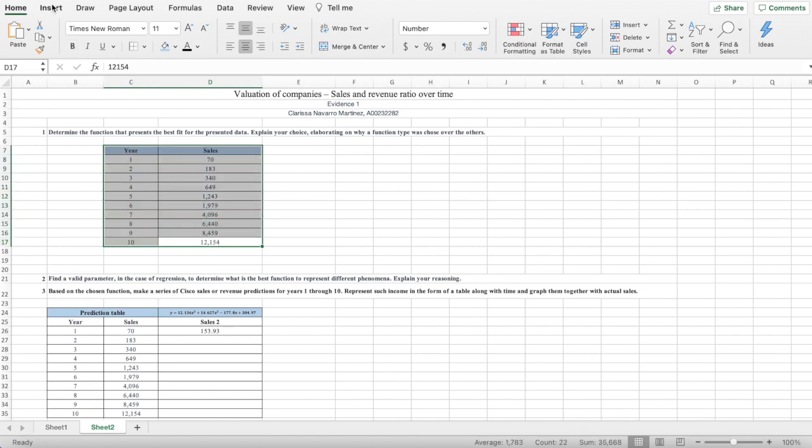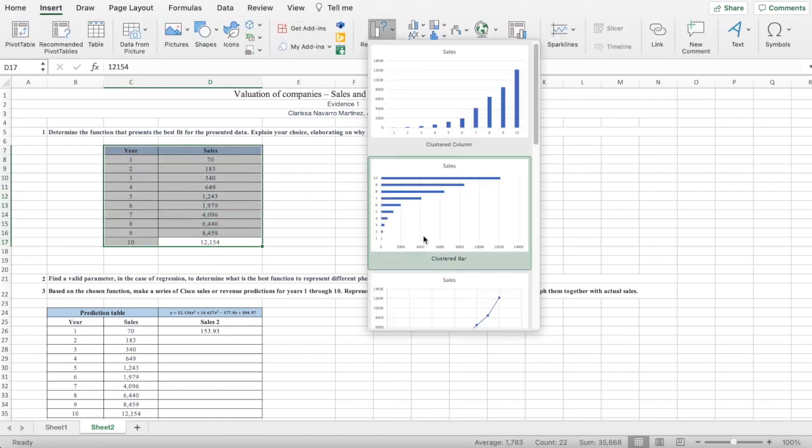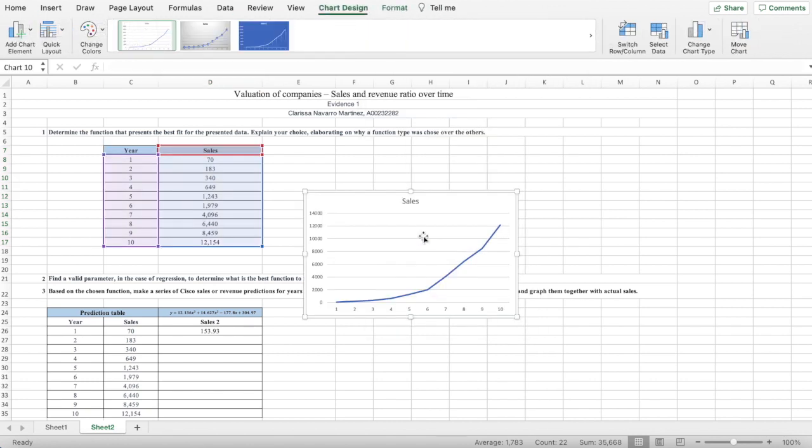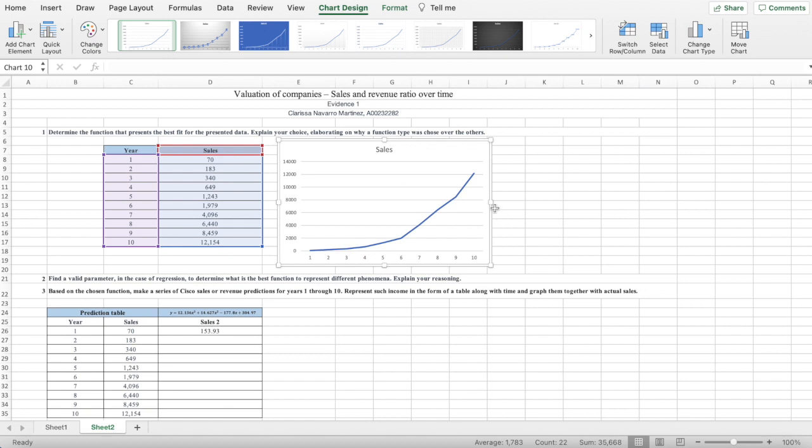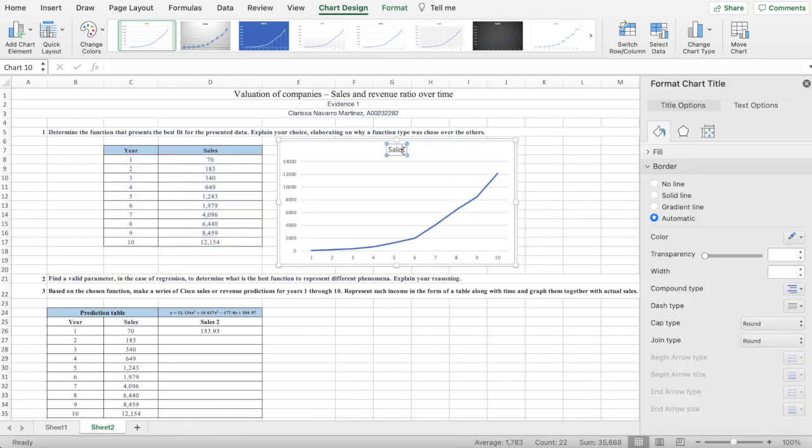We need to start creating our graph, selecting quantities of year and sales, putting it together to have a better understanding of the company actions. To have a clearer image, I chose the scatter plot. Then we personalize our chart, putting a name to it and labeling the names of the axes.